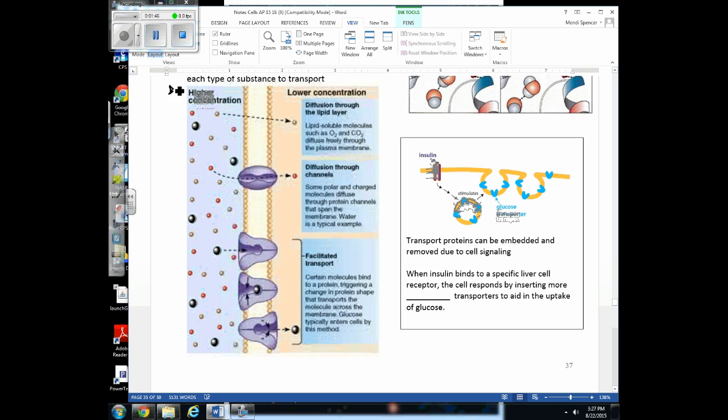I included this diagram. So again, you could see what simple diffusion looks like. And then these diagrams down here are showing you facilitated diffusion.